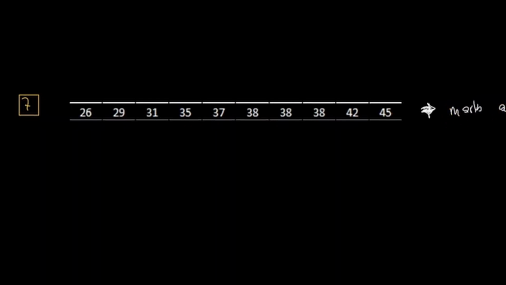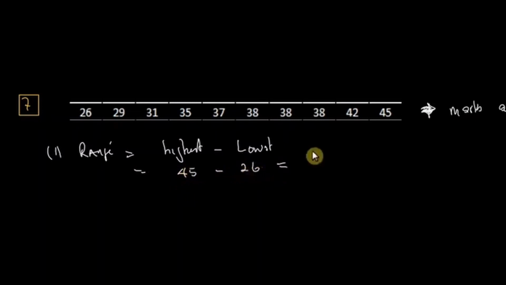So we are to determine the range of this data, or the marks for the students. The range is simply the highest minus the lowest, which is equal to 45 minus 26, and that is equal to 19. So the range of marks is 19.